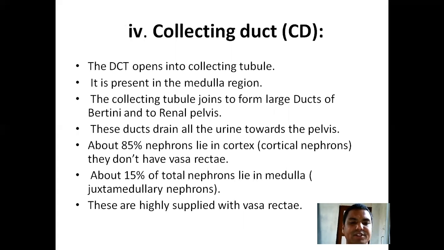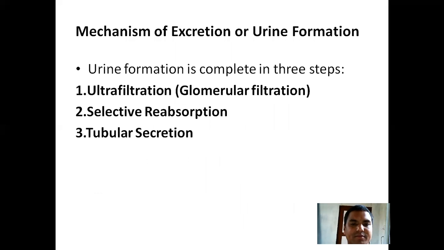About 85% of nephrons lie in the cortex and they don't have vasa recta. About 15% of total nephrons lie in the medulla. These are highly supplied with vasa recta.